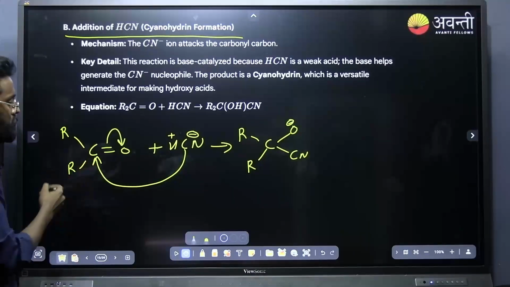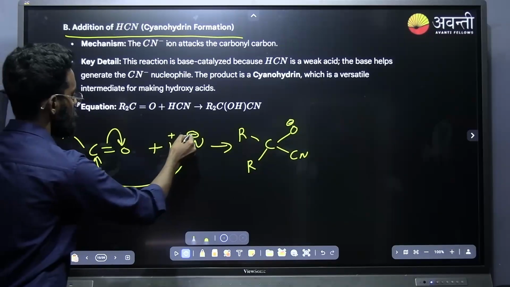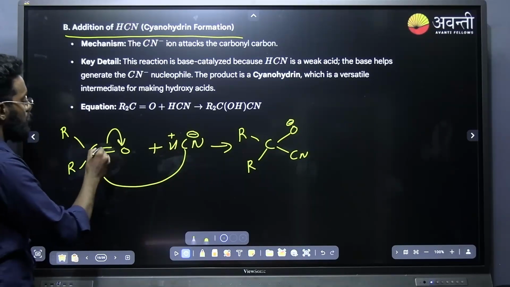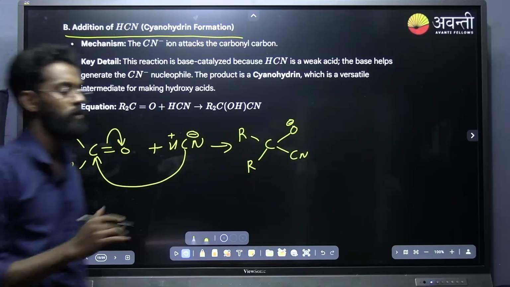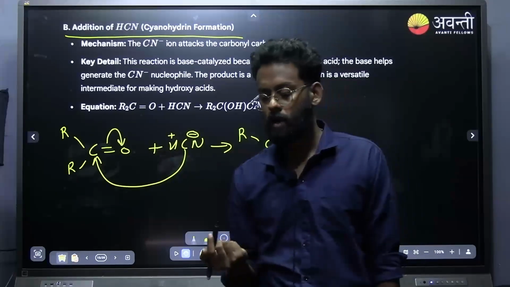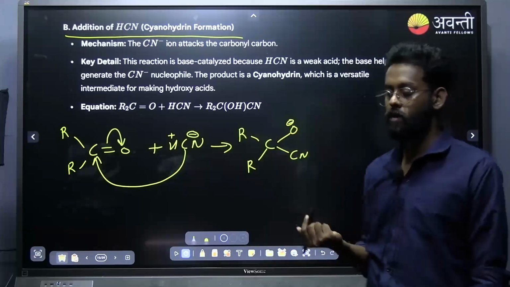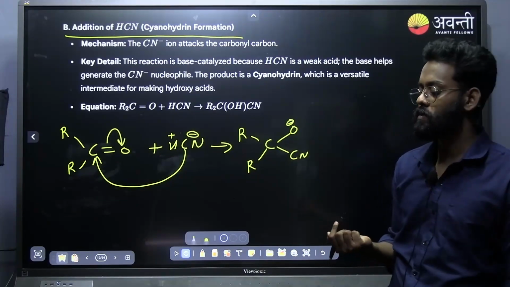And what type of effect is this? I think you have learned this effect in organic chemistry. CN minus is attacking the carbon, and the pi bond is moving away from the attacking reagent. If the pi bond is moving away from the attacking reagent, what type of effect is it? What is this electron displacement effect? Anybody remembering? Which effect is it?